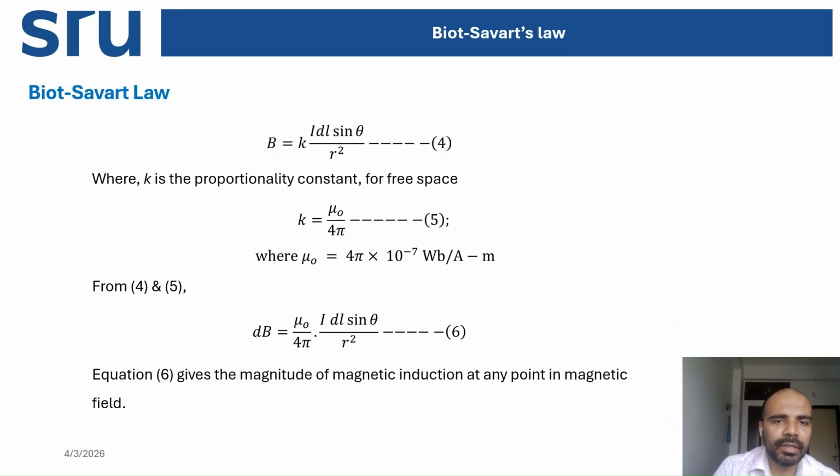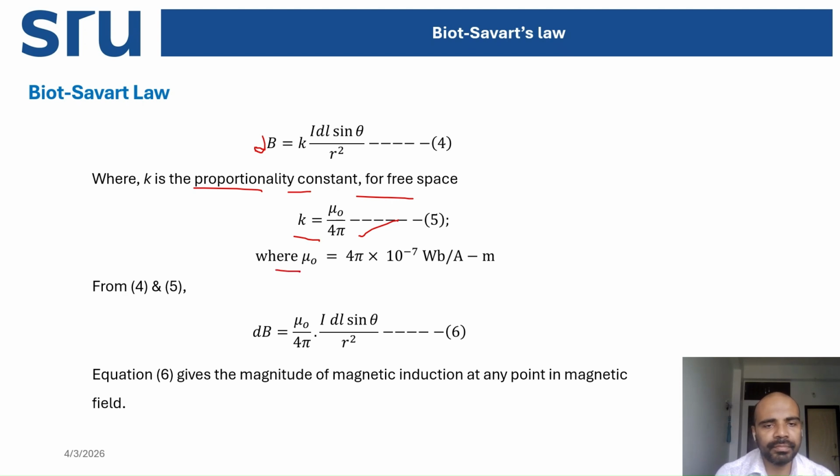So you can say that dB is equal to k I dl sine theta by r square, right? Where k is called the proportionality constant. So dB is equal to k I dl sine theta by r square, where k is the proportionality constant, right? For free space or in vacuum, the proportionality constant k takes the value mu0 by 4 pi, right?